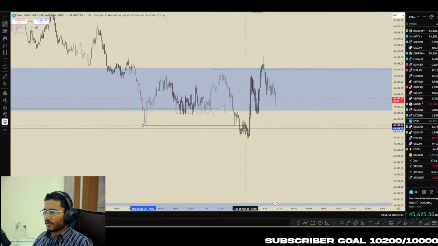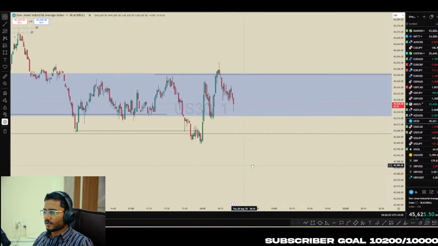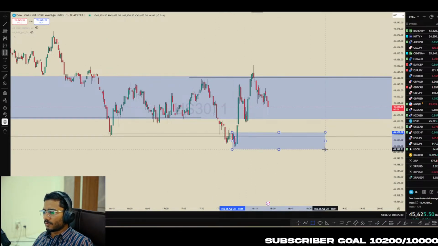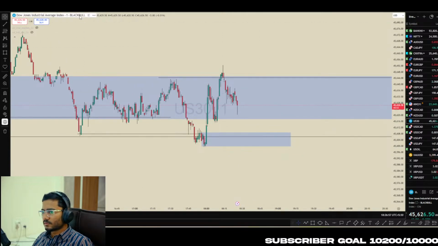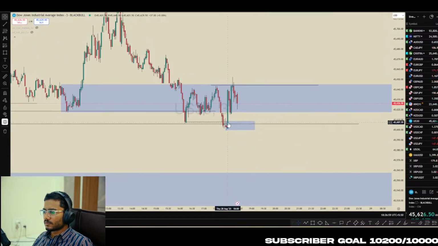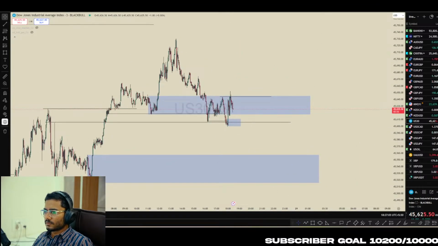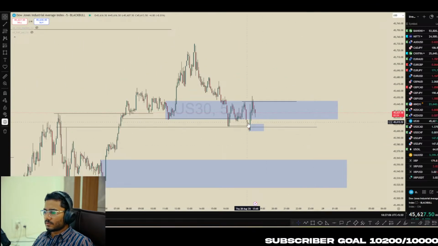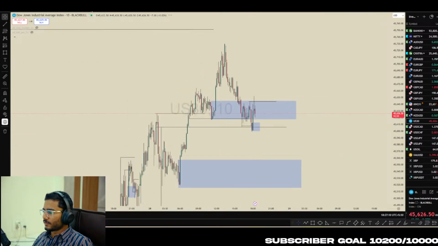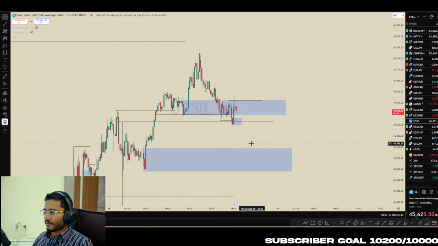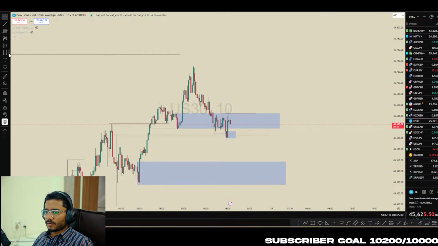So this is the sweep of liquidity. We have the structure break. Price is creating order block here. So it's showing signs of going to the upside. Let's wait for price to break this higher, then we can look for buy side from here.